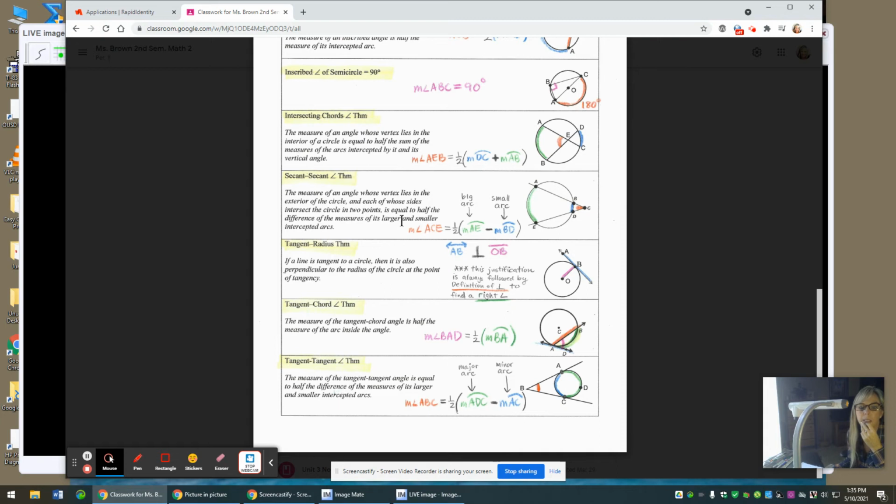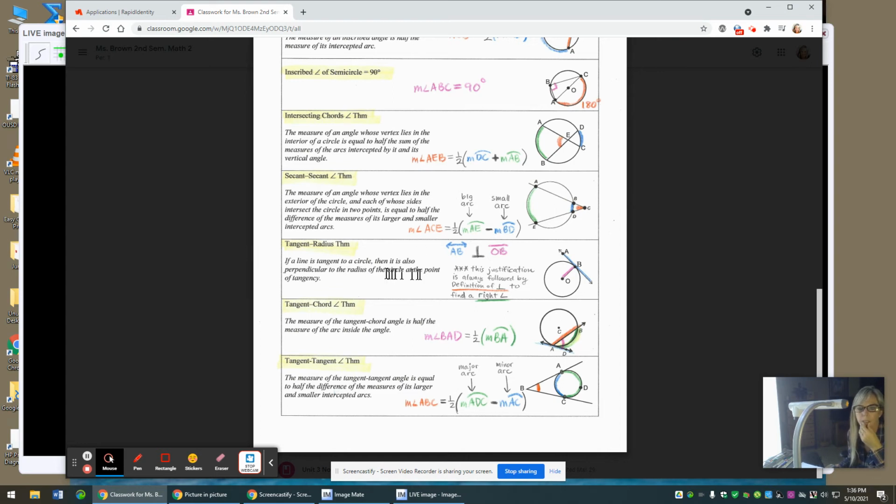That angle is equal to half the difference, that means subtract, the difference of the measures of its larger and smaller intercepted arcs. That's the green arc here and the blue arc. So the difference means subtract. You start with the larger one, take away the smaller arc, and then you take half of it. That would get you the angle. So that's going to come into play potentially in our worksheet.